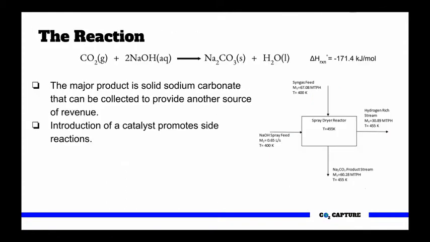The carbon dioxide in syngas reacts with aqueous sodium hydroxide in a spray dryer to form solid sodium carbonate and water. The major product is solid sodium carbonate that can be collected to provide another source for revenue. For this reaction, a catalyst is not being used due to the fact that it would introduce another side reaction for an undesirable product, as well as favor the rate for that side reaction.